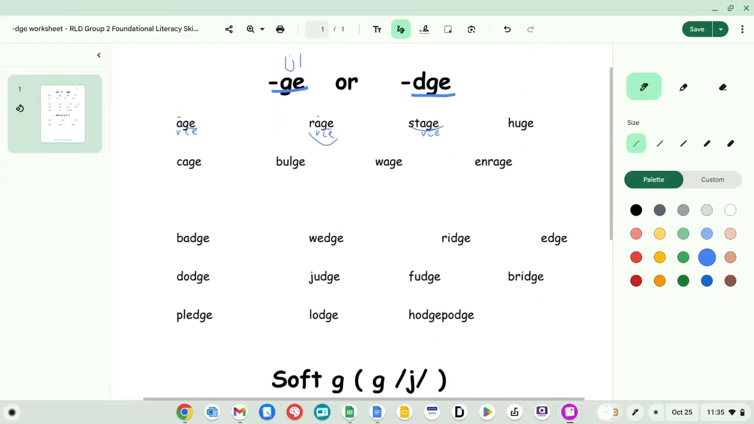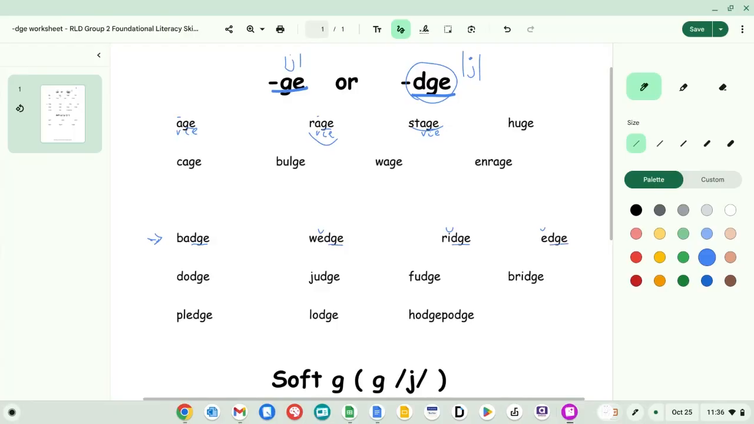So for the words down here, I'm also going to teach my students that DGE is also spelled with the sound J. Okay, and we're going to try to figure out when to use GE or DGE. So look down here at some of these examples. I see DGE, so this would be badge. This here is DGE, this would be wedge, DGE ridge, DGE edge.